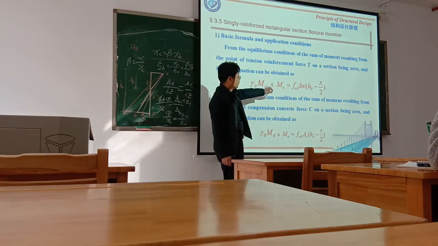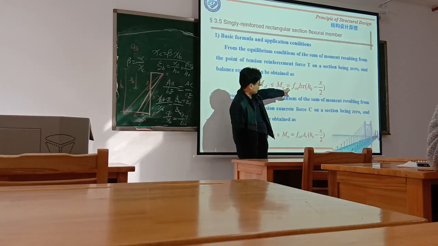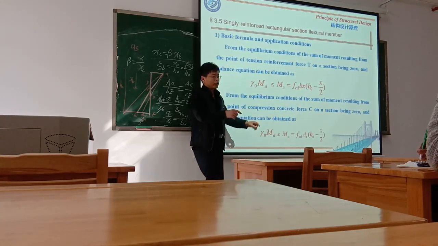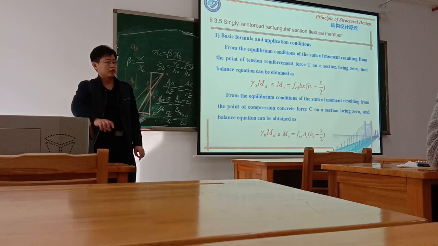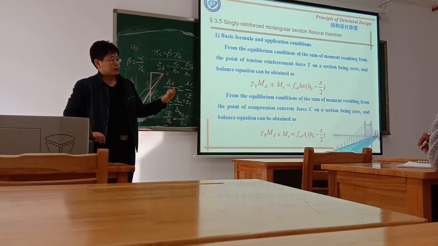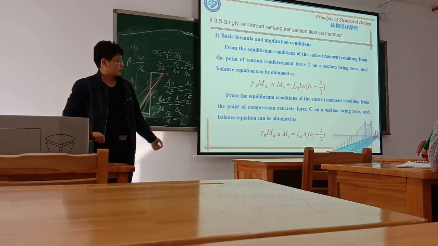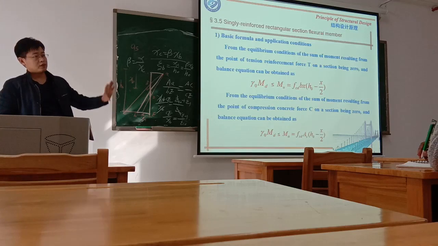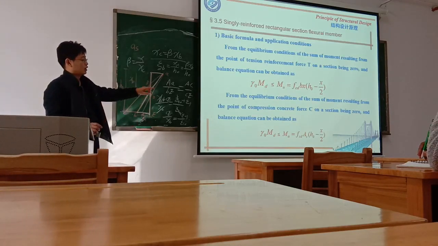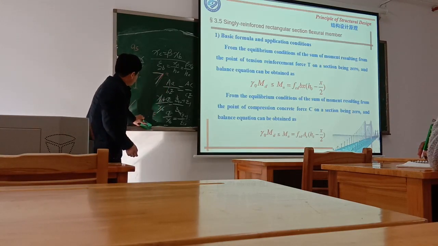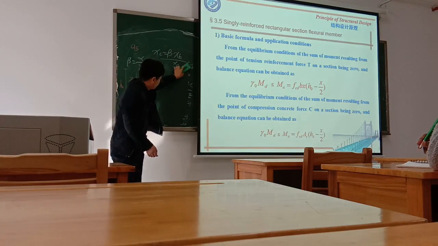Here fcd is the compressive strength of concrete. bx is the equivalent rectangular block for the compressive stress. bx is the area, and multiplied by fcd equals the compressive force. And then h0 minus half x is the arm of the compressive force. This arm is from the compression action point to the steel reinforcement.